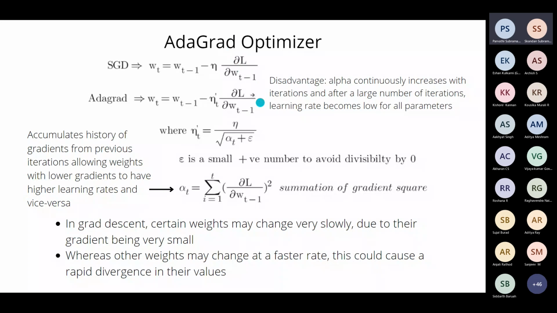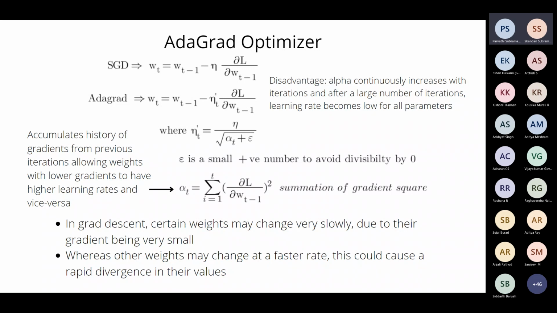So here you have an adapted learning rate. ADA stands for adaptive. So the learning rate adapts to the gradients of the previous iterations. If a particular weight has been consistently getting very, very small gradients, the learning rate looks at that and kind of makes itself larger.